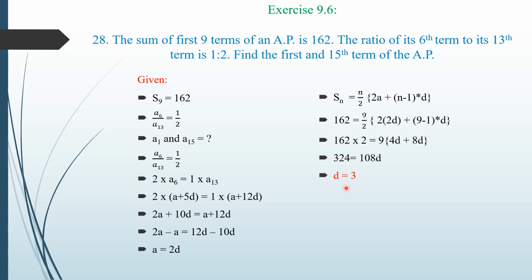Using this value of D, I can now calculate first term, that is A, that is equal to 2D, that is nothing but A equal to 2 into 3, which is equal to 6. Now I have first term and the common difference. Using that, I can easily calculate 15th term. 15th term can be written as A plus 14D, that is nothing but 6 plus 14 into D. D is nothing but 3 here. When I substitute all the values, I'll get answer as A15 is equal to 48.